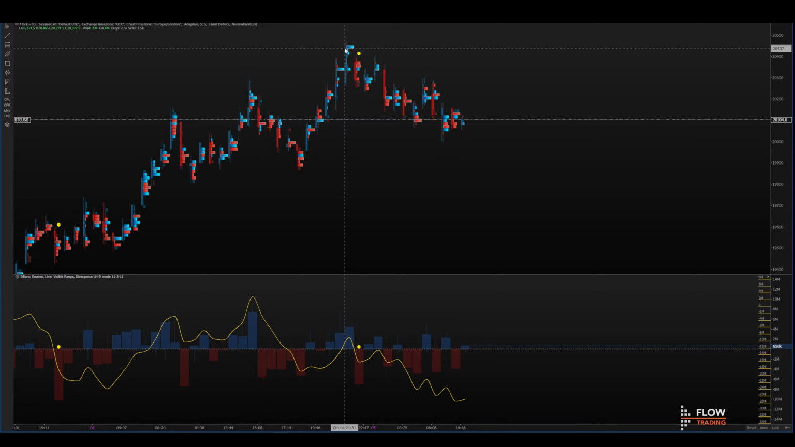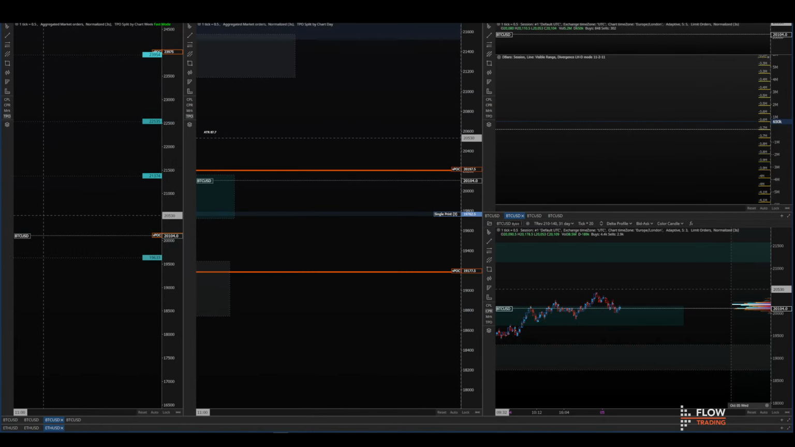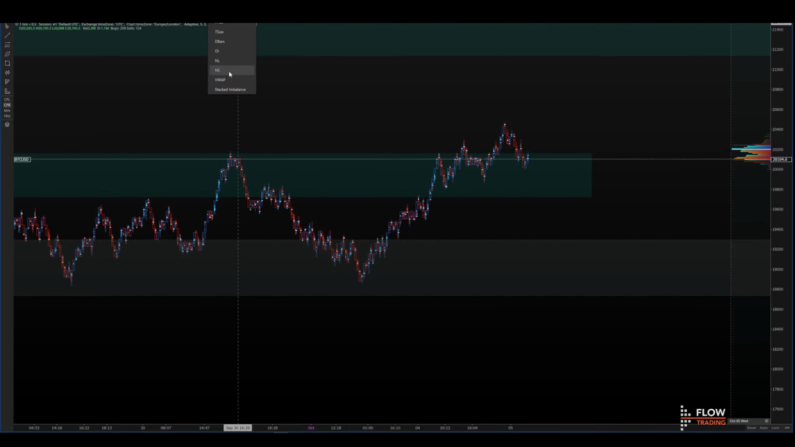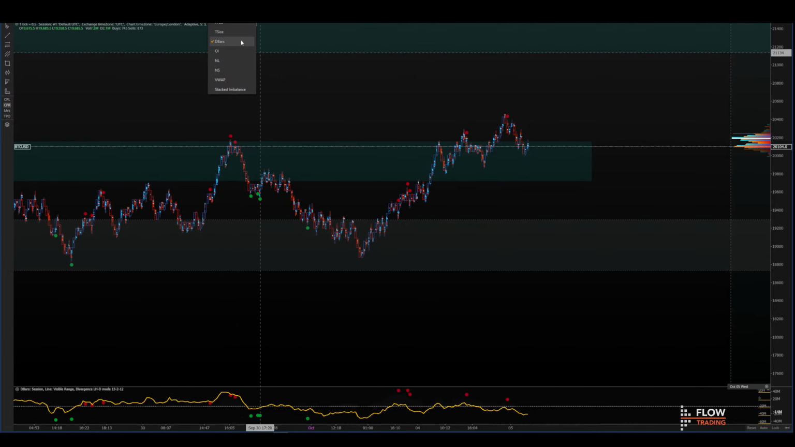Okay, 20,400. But what I wanted to highlight to you guys is that we're doing higher highs and higher lows on the price, and yet the CVD since yesterday has just been doing lower highs and lower lows. Okay, so aggressive selling not reflected in the price, that means absorption. If we look at an even lower time frame here, we can see exactly the same. Let's have a look at the delta bars.